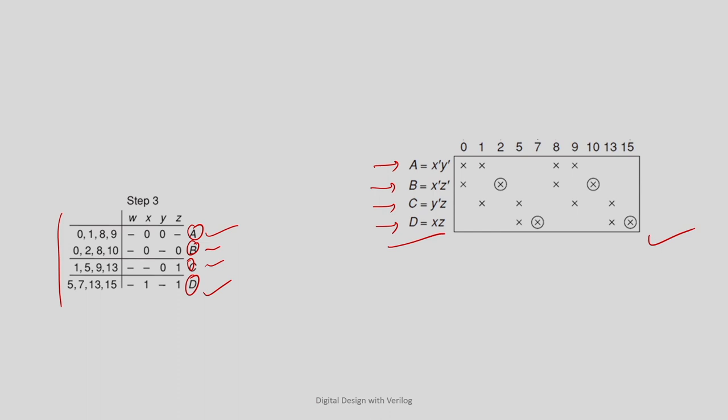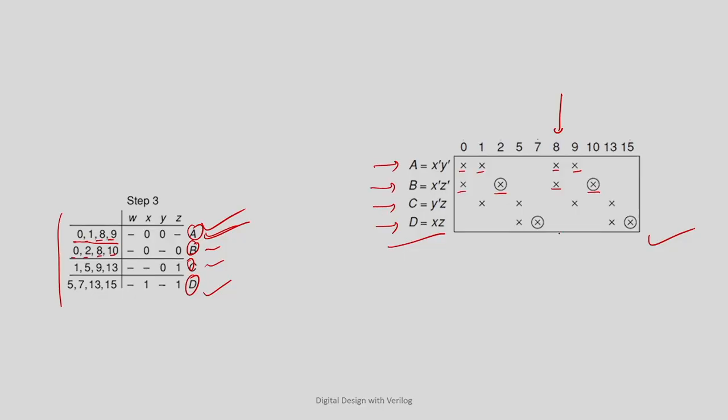So, I put the min terms in columns and the prime implicants in rows. And I know that this A was obtained from 0, 1, 8, 9, these min terms. That means A is covering these 4 min terms. So, I will put a cross under 0, 1, 8, 9, because these 4 min terms are covered by this prime implicant. Similarly, B is covering 0, 2, 8, 10. So, I put a cross there, which means that B will cover these min terms, and for C and D I will also put the crosses. So, this is my prime implicant chart.